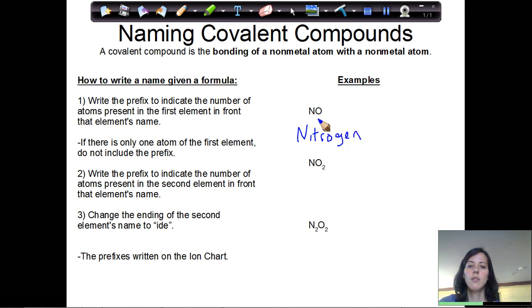And lastly, we would write out the second atom's name. And there's only one of them, so we are going to use the prefix mono. And oxygen, the ending of the element's name of the second element always gets changed to "ide" at the end, so we'll call this monooxide.